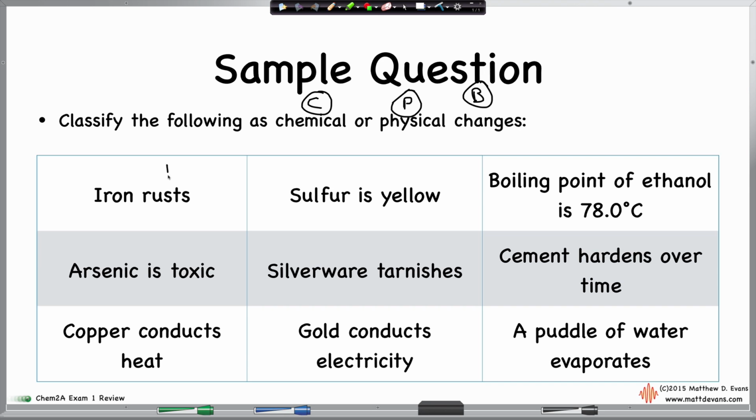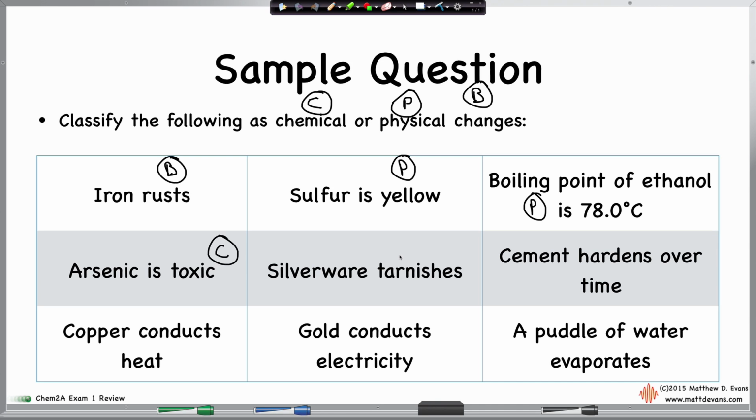Arguably, iron rust is both because it changes color. You see that iron change from a normal metal color to something that looks pretty reddish. That's a physical change, but it's also doing some chemistry to do that, so it's both. Sulfur is yellow. That's purely a physical property, so its color is just physical. Nothing changes about the sulfur itself. Boiling point of ethanol is 78. That's a physical property only. When you boil something, you're not changing the chemical makeup of that substance in any way. You're just converting it from a liquid to a gas, but nothing changes about the bonds. Arsenic is toxic. That's a chemical property.